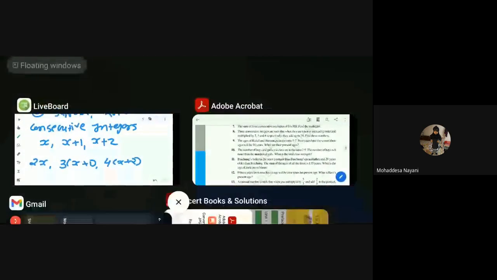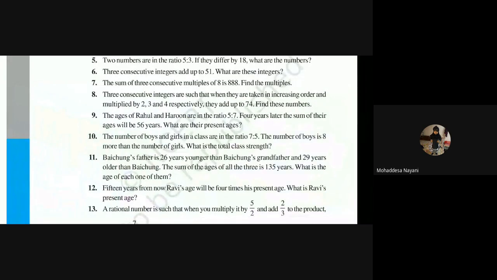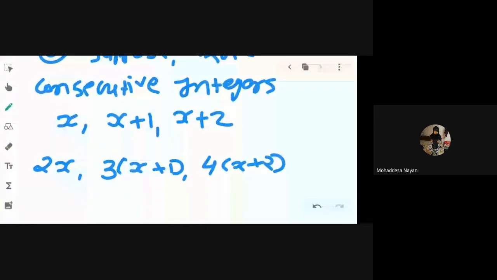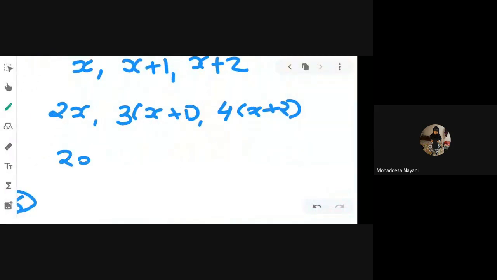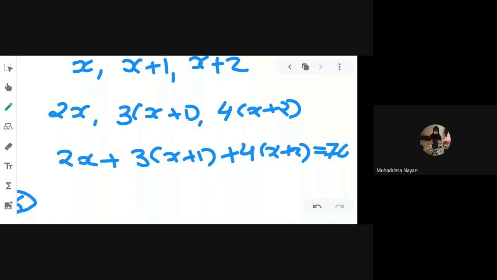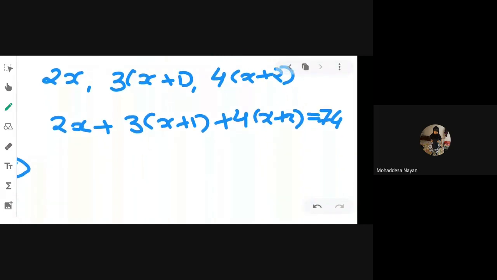Then the third part of our statement: they add up to 74. It means we have to add these three numbers up to 74. So we get 2x plus 3 in bracket x plus 1, plus 4 in bracket x plus 2, is equal to 74. Clear, all of you? Now you can solve it easily.